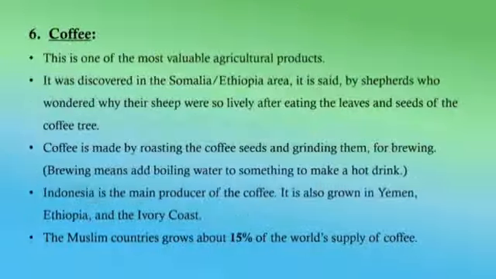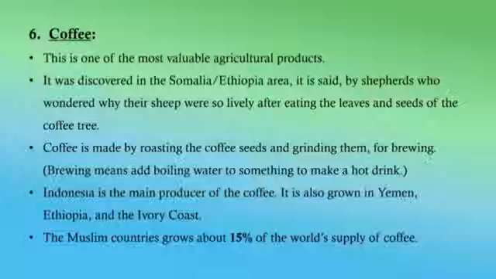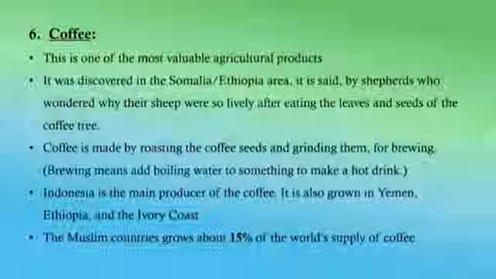The next topic is coffee. This is one of the most valuable agricultural products. It was discovered in the Somalia, Ethiopia area. It is said by shepherds who wondered why their sheep were so lively after eating the leaves and seeds of the coffee tree.